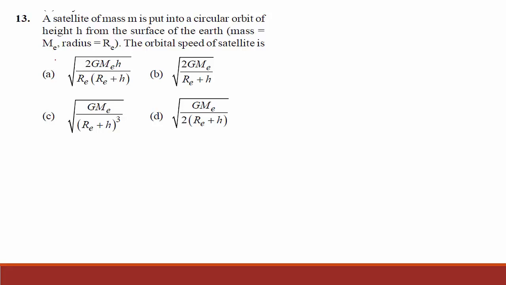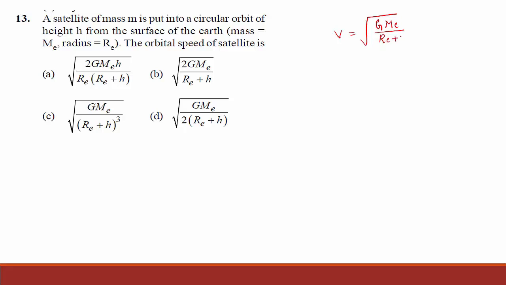A satellite of mass m is put into a circular orbit of height h from the surface of the earth. Mass equal to Me, radius equal to Re. The orbital speed of the satellite is? We have the equation v equal to orbital speed. I am going to write here G, mass of the earth is given Me, divided by radius Re, and that satellite is put on a circular orbit having height h.